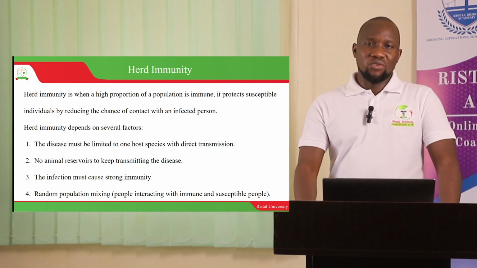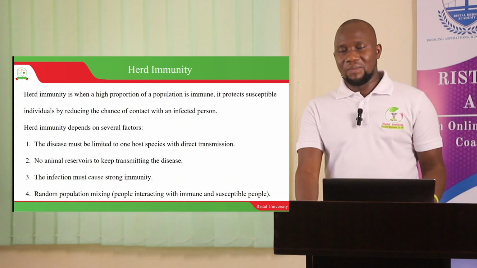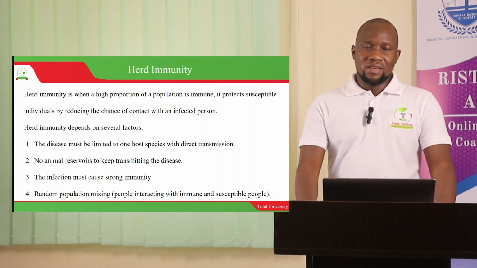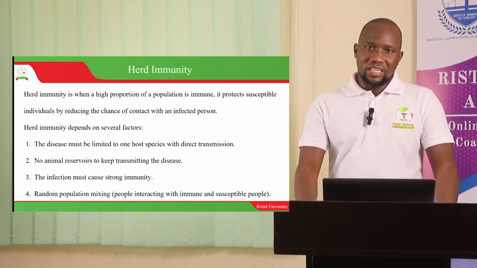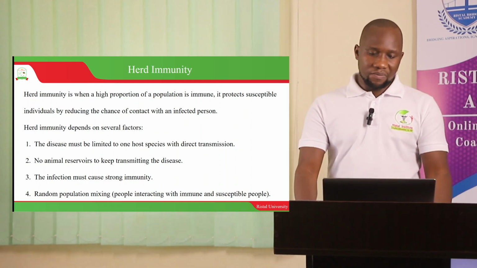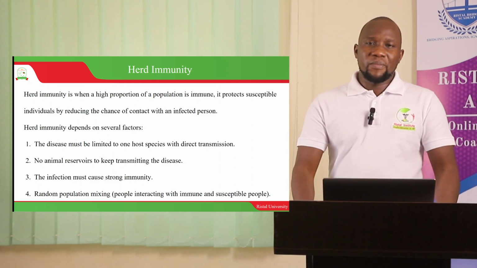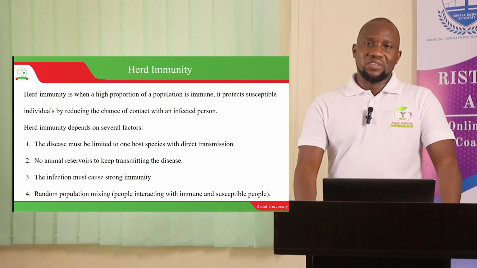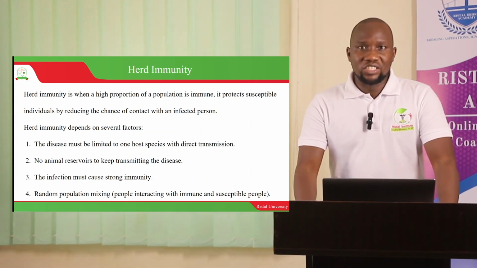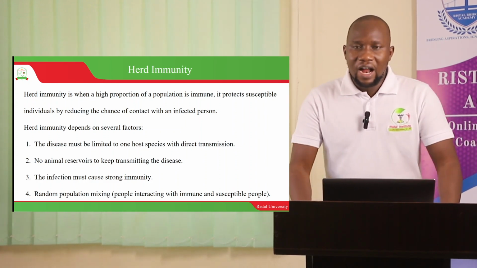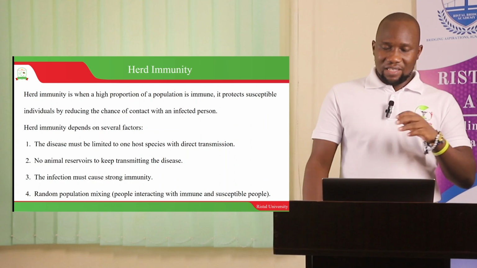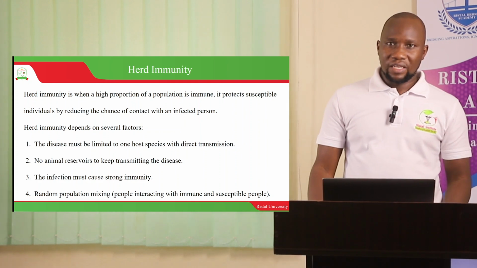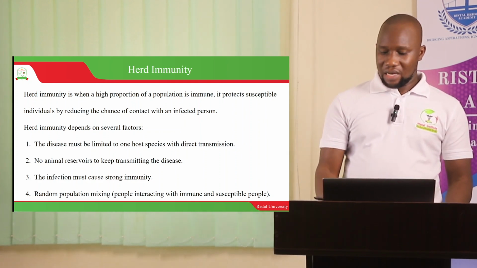You shouldn't be having animal reservoirs because for you, the immunization campaign has been in humans. And then if animals are not immunized, then it means they can be the transmitters. And then if the person gets infected, then they recover from it. That recovery should offer them strong immunity to fight the disease again. Okay, and then the other thing is that the people should be mixing randomly. Okay, those are the conditions that you should have in place for you to basically rely on herd immunity.